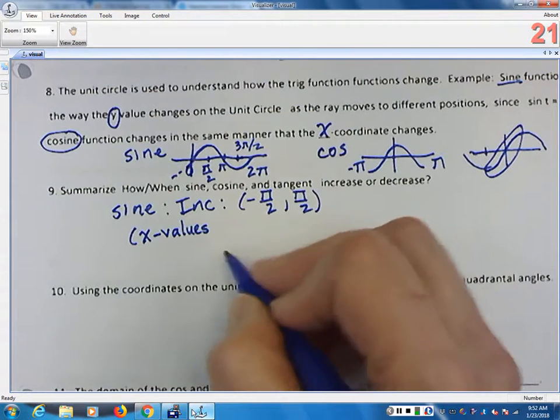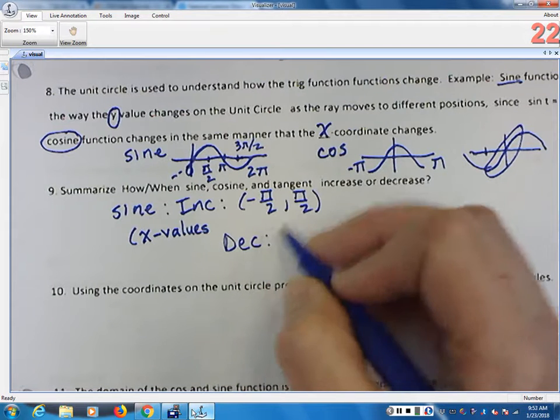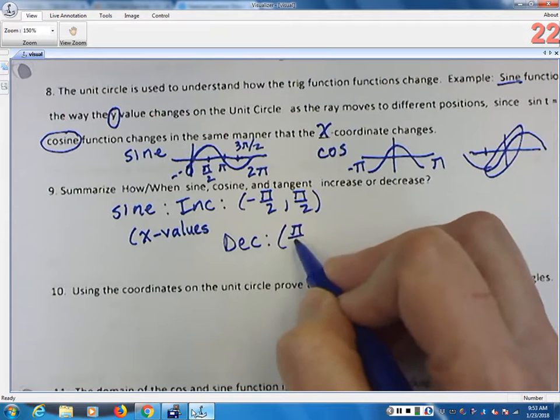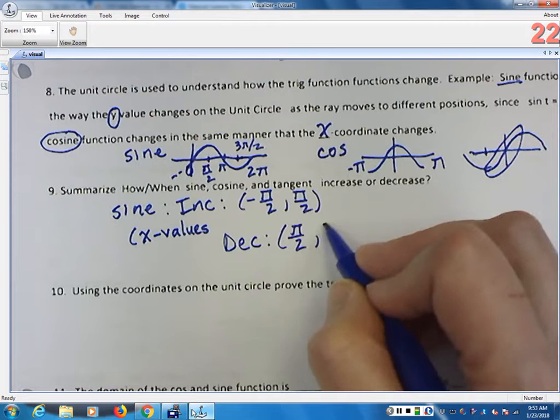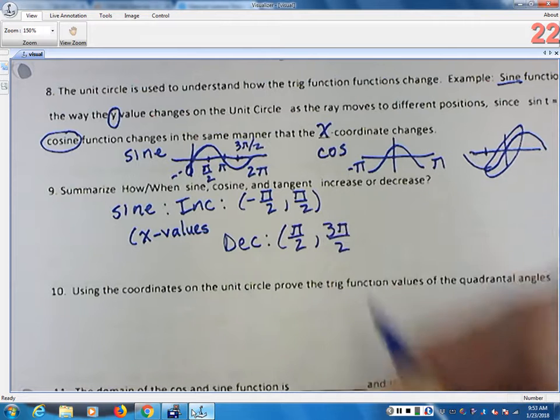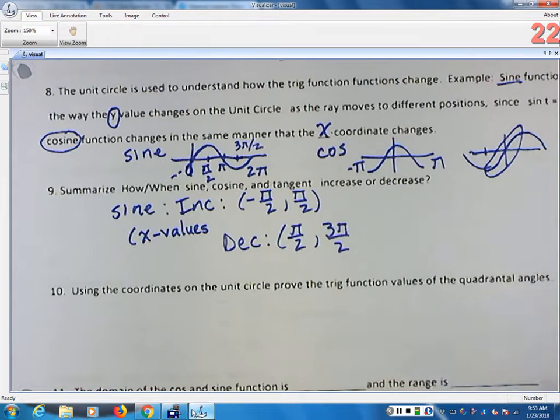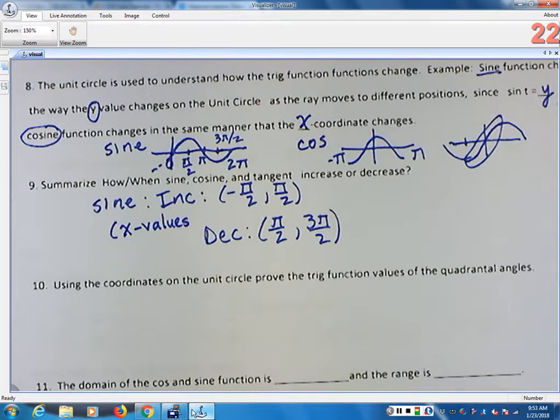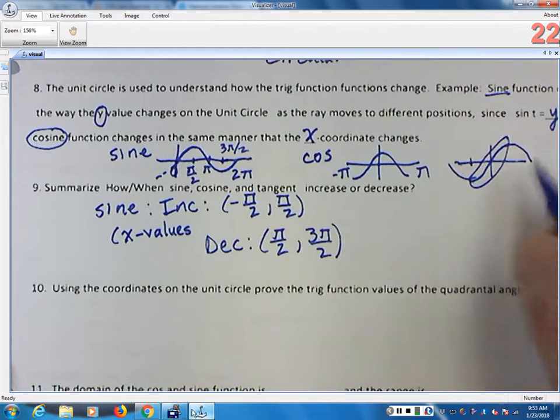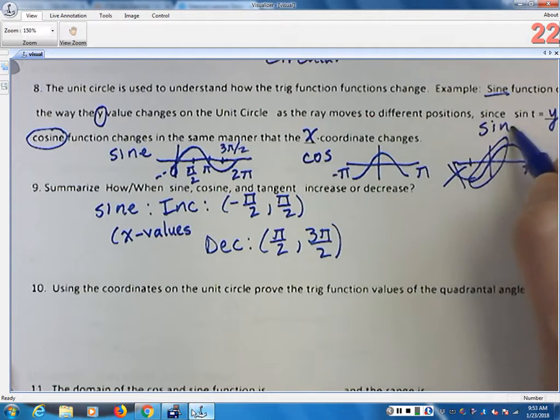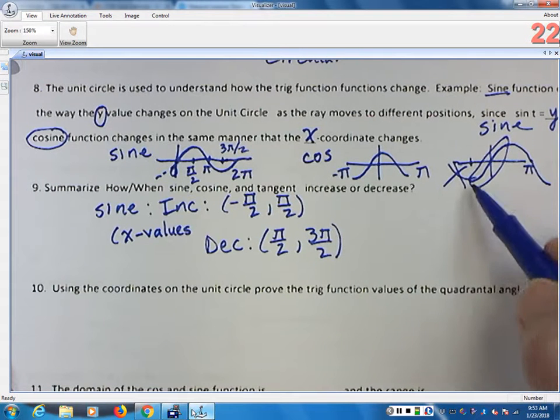It's decreasing from pi over 2 to 3 pi over 2. So you got to figure out what part of sine I had. It depends what you're looking at, which period you're looking at. So this is pi. So if I want to go to 3 pi over 2, I guess we had sine for these going from minus pi over 2 to 3 pi over 2.